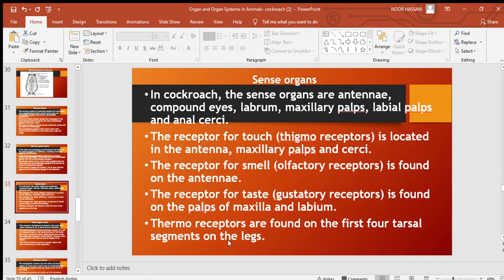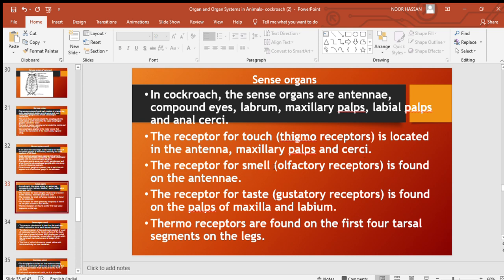So we'll discuss now about the sense organs. In cockroach, the sense organs are antennae, compound eyes, labrum, maxillary palps, labial palps, and anal cerci. We'll discuss in detail what the functions of these sense organs are. The receptors for touch, that is stigmoreceptors, are located in the antenna, maxillary palps, and anal cerci.